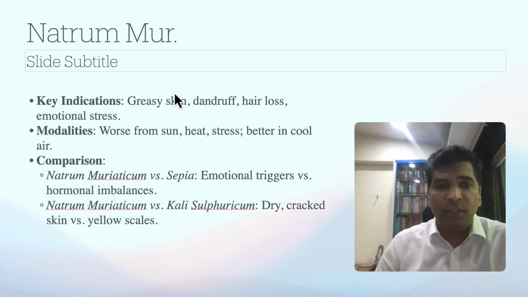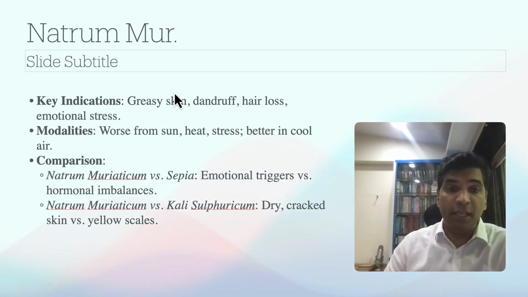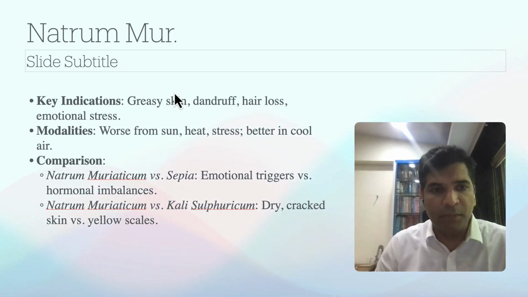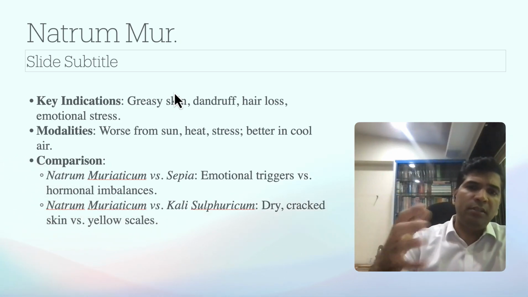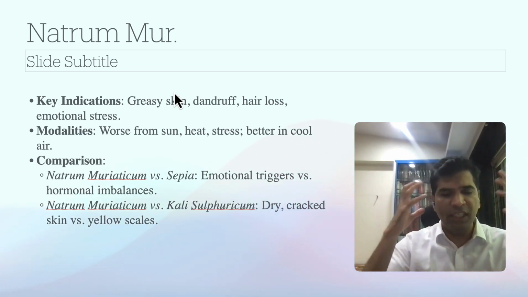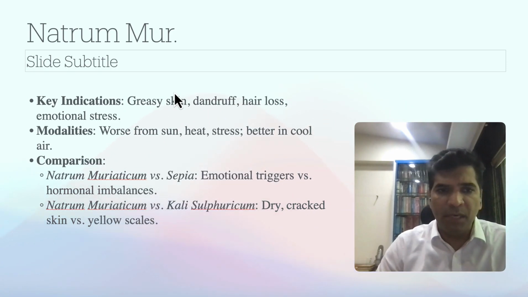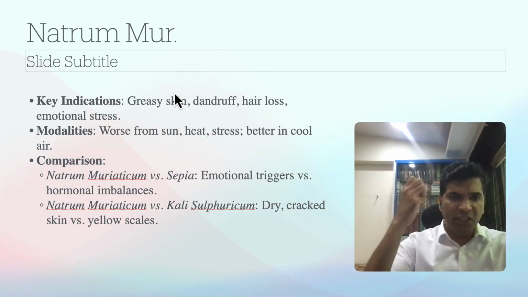Then you have Natrum mur. Again, you have greasy skin, you have dandruff, hair loss is already there, so an advanced stage of seborrheic dermatitis. And there is a lot of emotional stress. There are a lot of disappointments, the usual Natrum mur symptoms you will be having. Modalities: worse from sun, heat, stress, exposure to sun in hot, humid climate, you get this aggravation or itching feeling in the scalp. Better in cool air, better in AC when working. Once they go out, they get this itchiness.